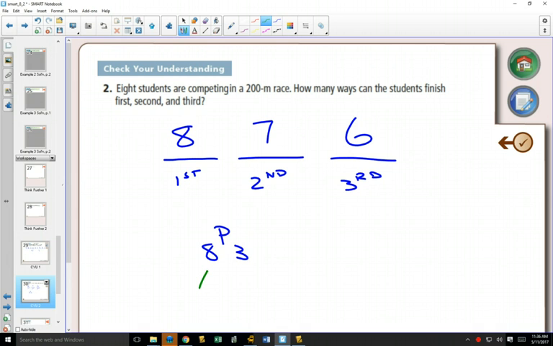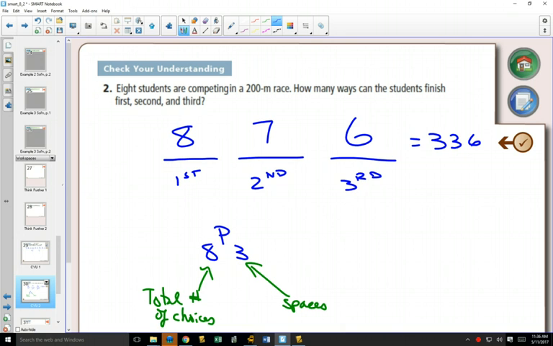And in the 8P3, one of the things you can think about is that 8 is your total number of choices, and that 3 stands for how many spaces or how many decisions you need to make. We figured this out earlier. What was this, 336 from before? So again, we have another word problem. You have to read that word problem and decipher it as: I have to do spaces for this.